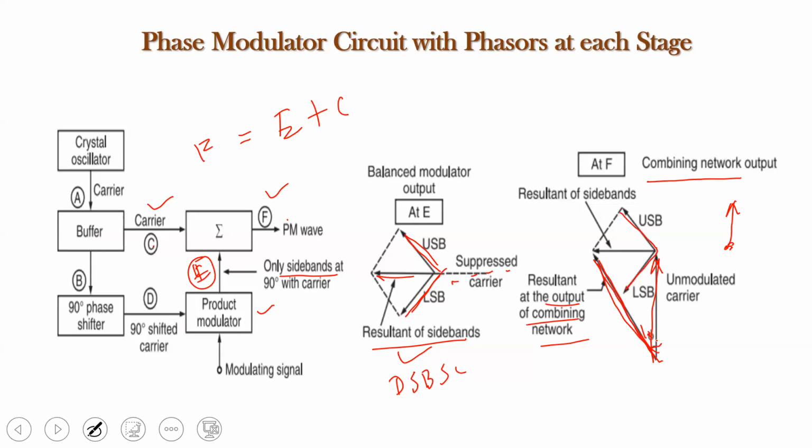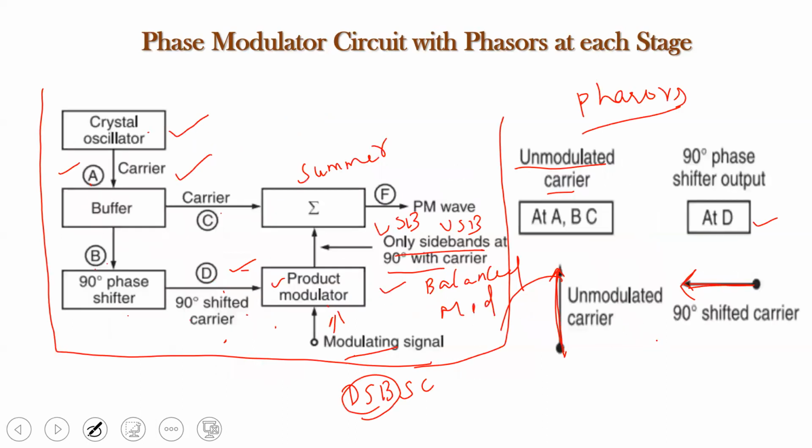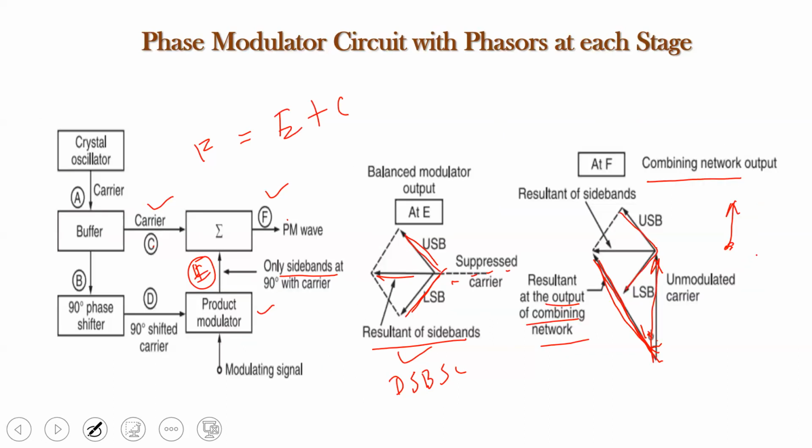Okay, is it clear? Initially, we represented the unmodulated carrier like this. Then there is going to be a 90-degree shifted carrier, which is represented as a horizontal line. This 90-degree shifted carrier and the modulating signal are applied to the product modulator, at the output of which we are going to get only the sidebands. Phasors of the sidebands are represented at point E. Now, these phasors of sidebands combined with the unmodulated carrier at point C produce F, which is the output of the combining network. And there we have introduced the phase angle phi.